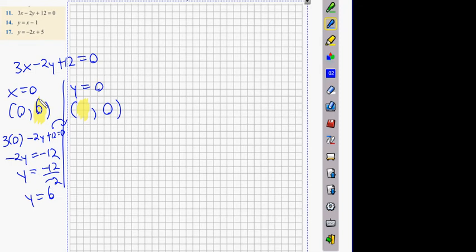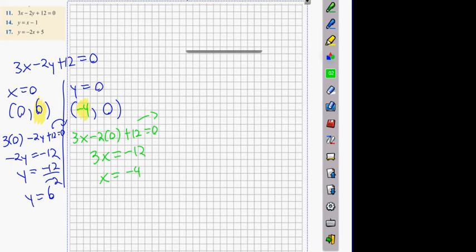Now, the second way of doing it is we replace y with 0. So this time we're replacing y with 0. What happens this time around? 3x minus 2 times 0, plus 12 equals 0. 3x equals minus 12, so x equals minus 4. We have our 2 points, 0, 6 and minus 4, 0.